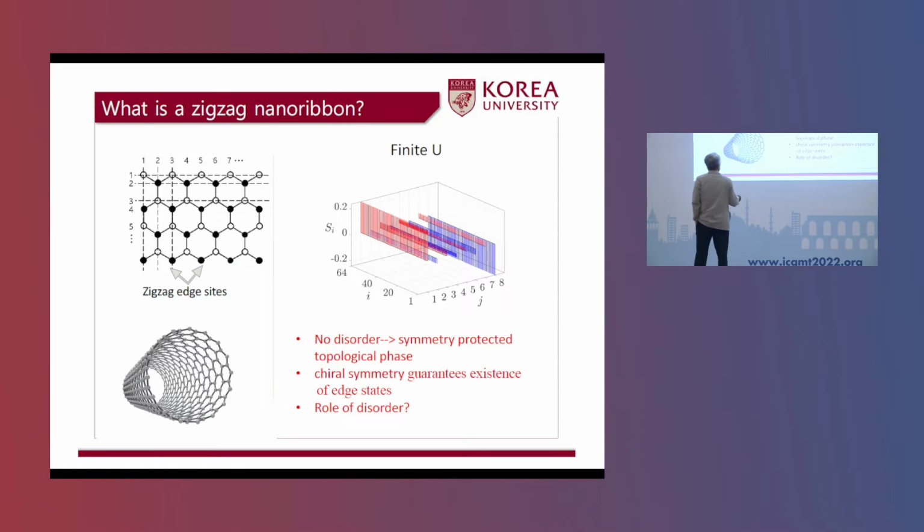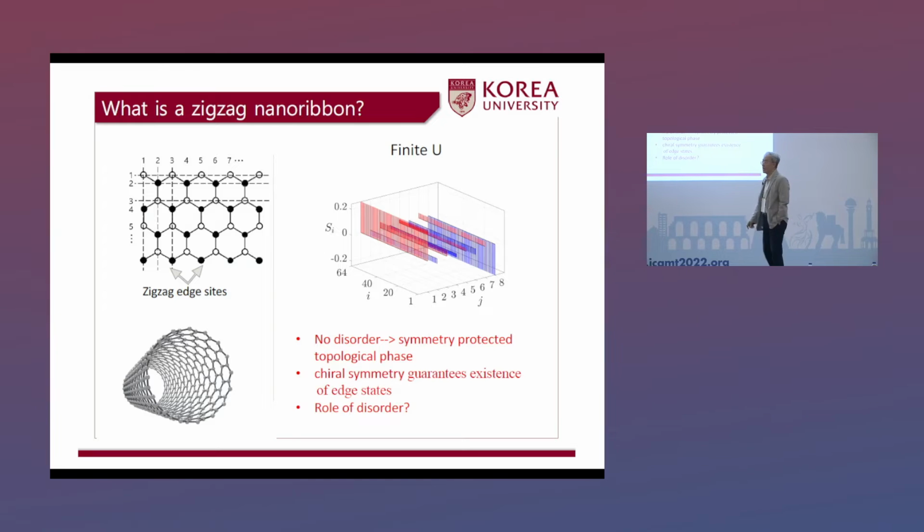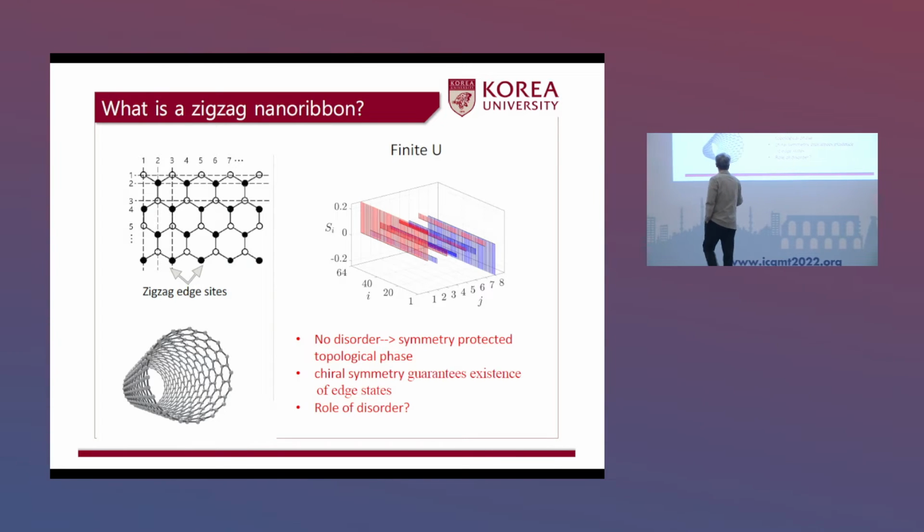Now, in the absence of disorder, this system is a symmetry protected topological phase. This is because the chiral symmetry guarantees the existence of edge states. What do I mean by chiral symmetry? It means that if you exchange black and white carbon atoms, you basically have the same lattice structure. Now, what is the role of disorder in this system? It turns out that disorder is a very singular perturbation.